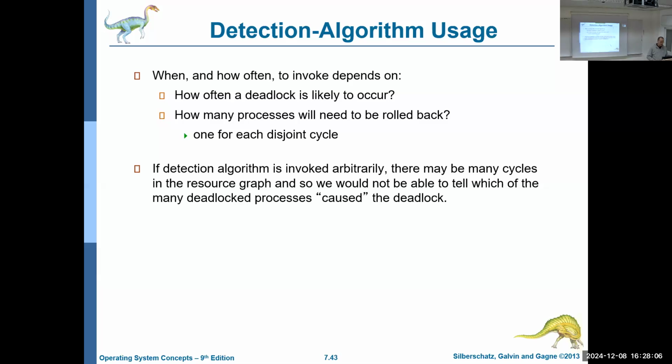How many processes will need to be rolled back? One for each disjoint cycle. In other words, we may have to break a lot of processes, and that's not fun. It's not easy to do. If the detection algorithm is invoked arbitrarily, there may be many cycles in the resource graph, and so we would not be able to tell which of the many deadlocked processes caused the deadlock. We have to choose somebody to break, and we don't know who is the best one to break.